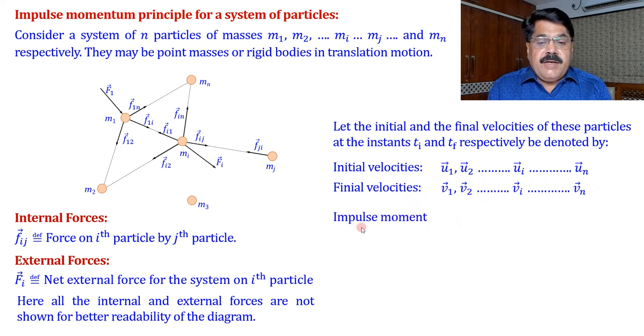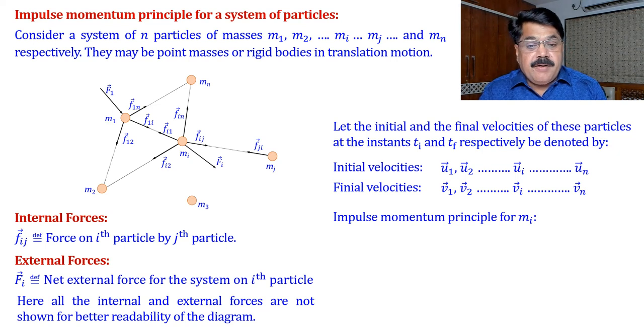Again we say what is the impulse momentum principle for the particle mi. Actually, if you see in the previous class, we have developed the impulse momentum principle for an isolated particle or single body. So we apply the same principle here. We can apply the principle now on a single particle. Say, let us choose the ith particle. So we have to add impulses of all the forces acting on the ith particle, and the sum of these impulses must be equal to the change in momentum of the ith particle.